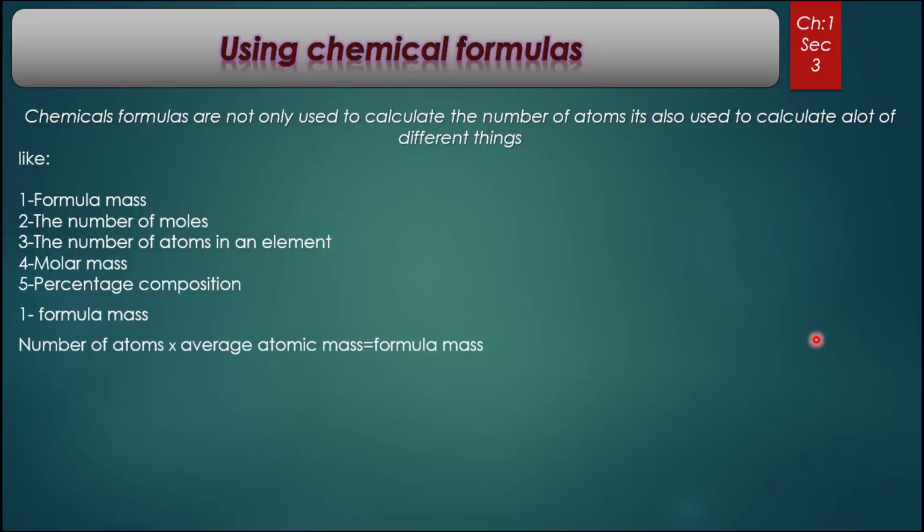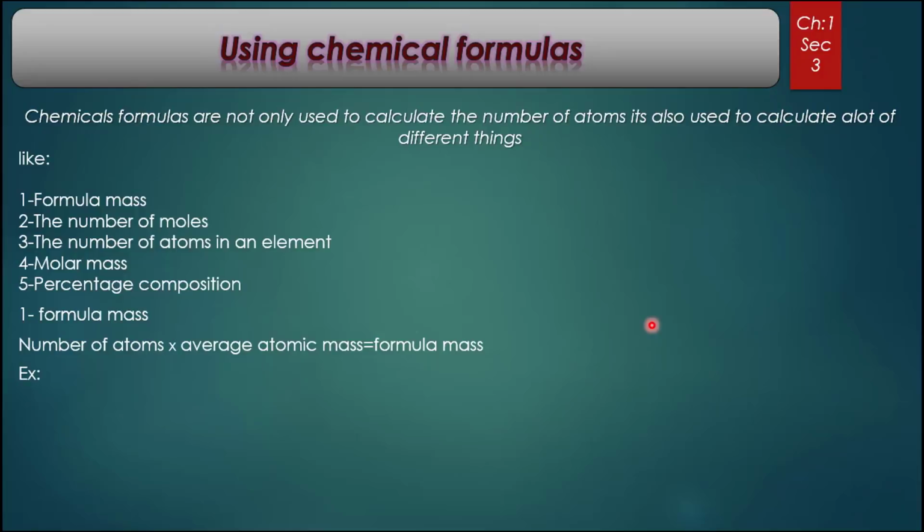So the formula mass formula is the number of atoms times average atomic mass, which is equal to formula mass. So this is the formula for formula mass. First of all, I need you guys to memorize this formula. It's important: the number of atoms times average atomic mass is equal to formula mass.